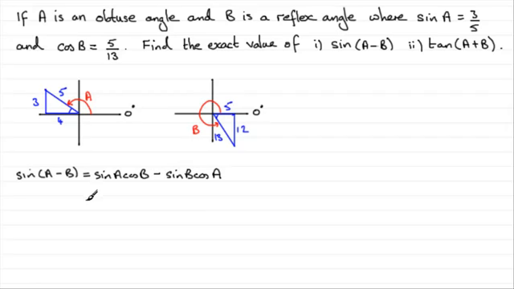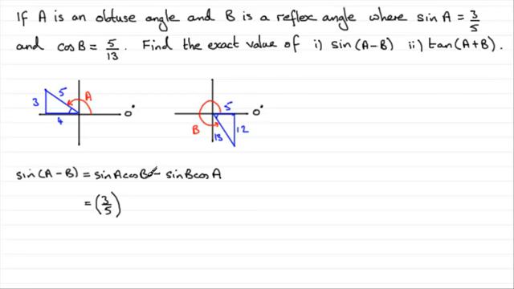Now what we've got to do is fill this in with the particular values for sine of A. As I say, we don't need to work out what angle A is. Sine of angle A, well, we know up here it's 3/5. Or we could just work off the diagram, opposite over hypotenuse, 3 over 5. So we've got 3/5 for this.